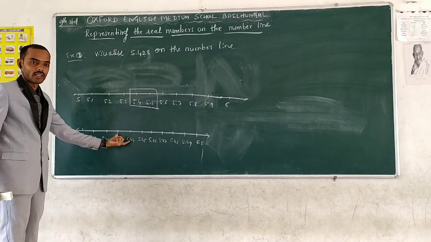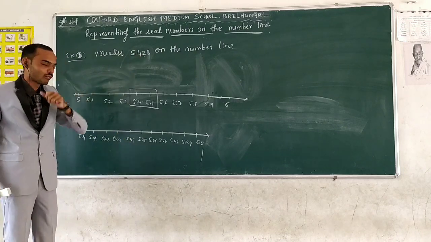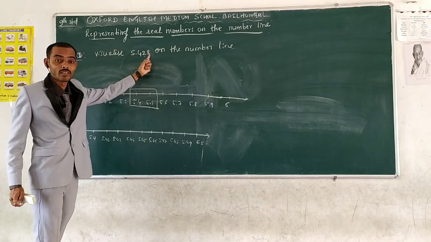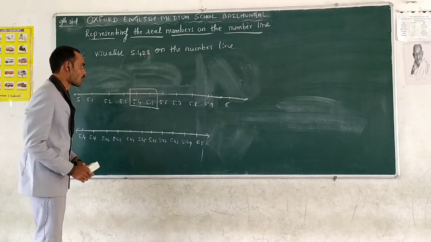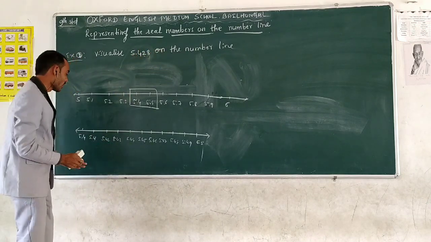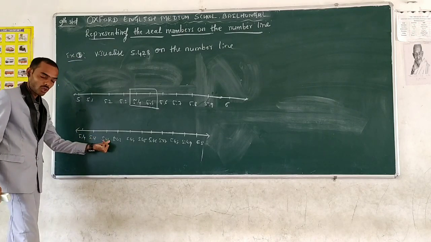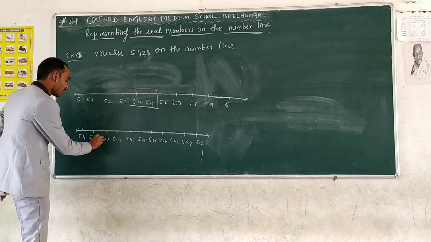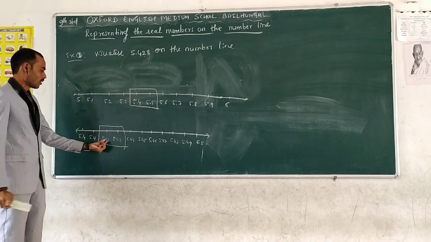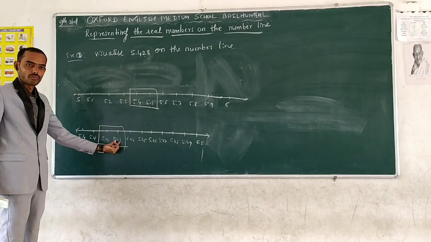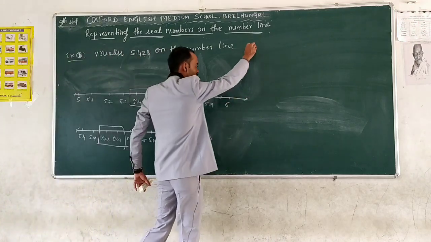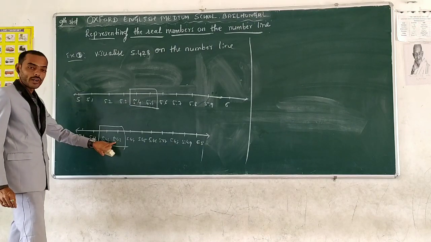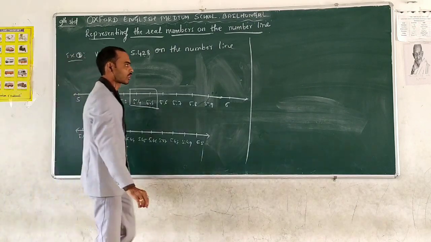So, this is the second step, 5.42. 5.42 is here, but we need 5.428. So, consider the next digit, the last digit also. 5.428 lies between 5.420 and 5.430, that is, between 5.42 and 5.43. I will take one more number line here, starting with 5.42 and ending with 5.43.